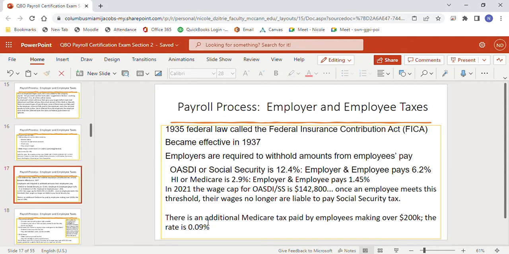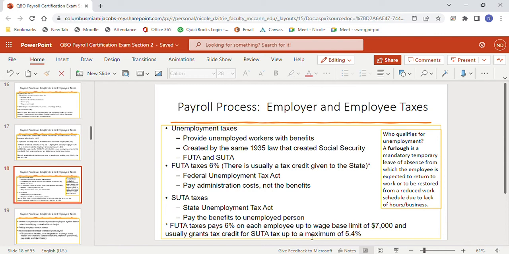There also is an additional Medicare tax paid by employees that make over $200,000, and that rate is at 0.9%. That is called the additional Medicare tax. The next tax is unemployment taxes. So that's FUTA and SUTA. That's the one I, by mistake, have incorrect on that Excel video.